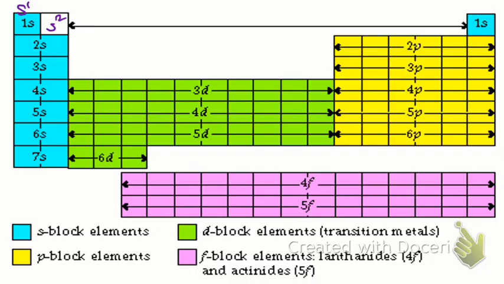Go ahead and write that. So we said this one was S1, this one was S2, P1, P2, etc. And then D1 over to D10. And then this is F1 over to F14. And so remember, we start here and we read at the top.